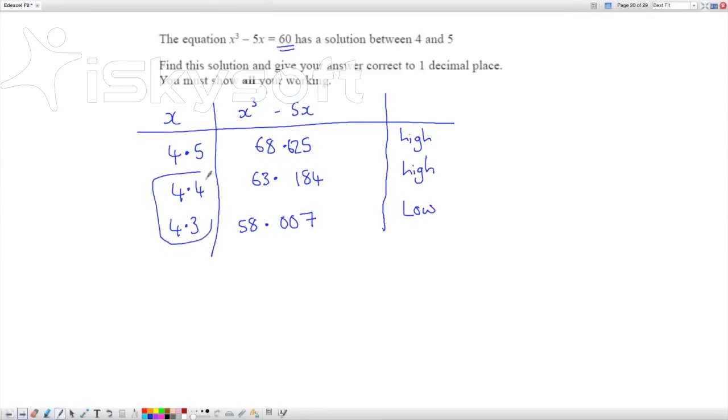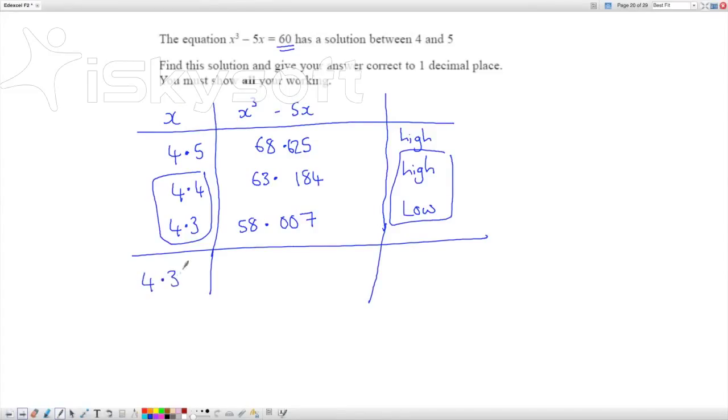When we have this situation next to each other, consecutive, 4.4, 4.3, one being too high, one being too low, we know that one of these is going to be the answer. So first we must check 4.35, halfway between these two values. Substituting in, 60.556875. Higher than the 60, this is too high, therefore the answer for x, correct to one decimal place, is 4.3.